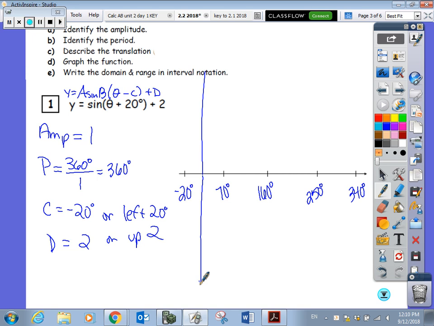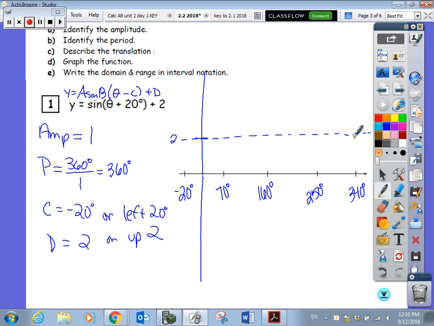Yesterday, we just found the amplitude. We went up 1 and down 1. But first, we have to move our graph up 2. So our new middle sinusoidal axis is at 2. So we're up here at 2. I like drawing a dashed line. You don't have to draw that dashed line. I just think it's easier to graph it.